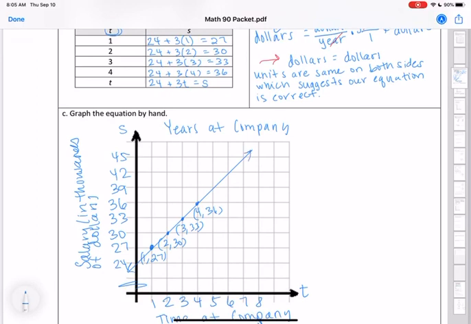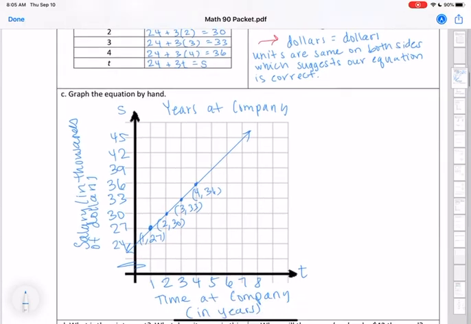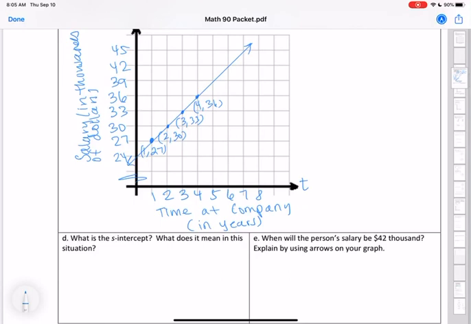Okay, so I plotted my points. If you aren't quite there yet, just hit pause. Plotted my points. I labeled them, connected them with a straight edge, put arrows on the ends of my line. All right, looks good. Now, for part D, it says, what is the S-intercept? So S, that's that vertical one.